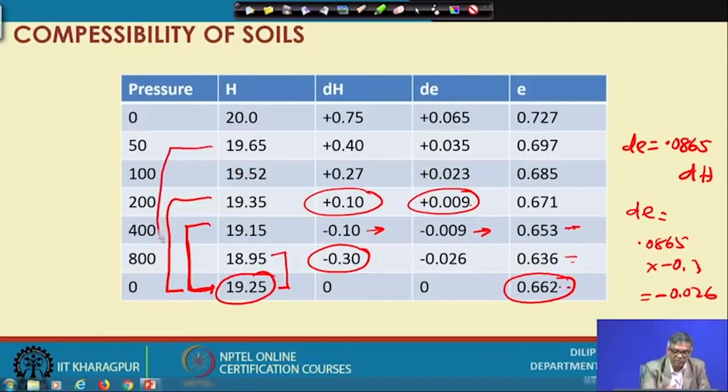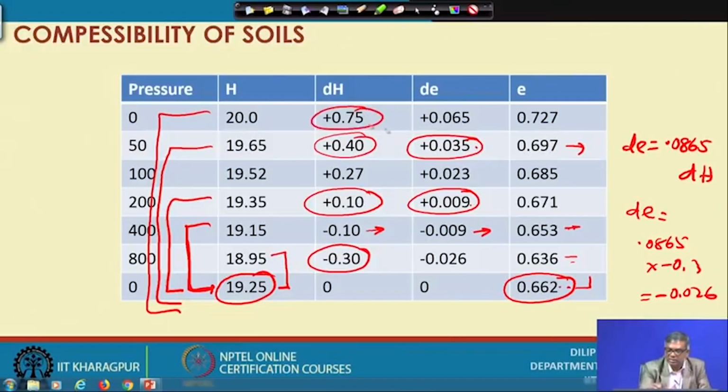Similarly, if I do this minus this, then your change in thickness becomes this, if I use this equation, then your dE becomes this, and what will be the final void ratio? This plus this. So, this one. Similarly, this minus this, if I do, I will get dH is this, use this equation, you will get dE here, and what will be the final E? So, this plus this becomes this. So, this is the way one can calculate the void ratio corresponding to each pressure.